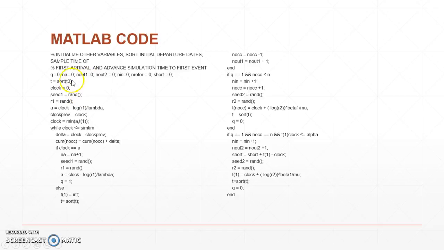The next part of the slide initializes other variables, stores some additional departure dates, samples the time of first arrivals, and advances the simulation to the first event.